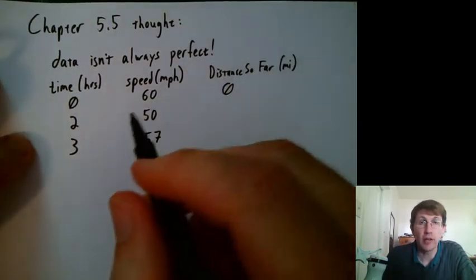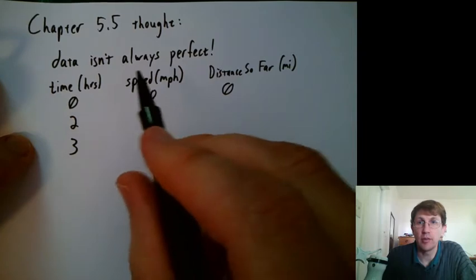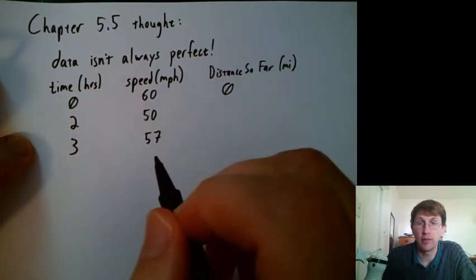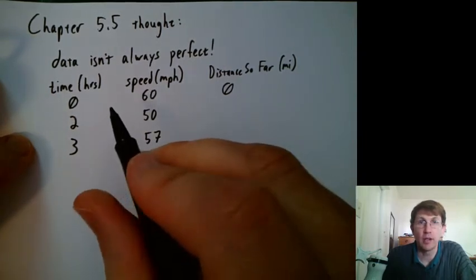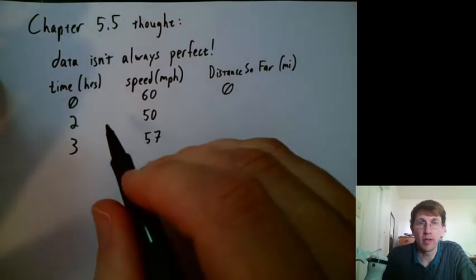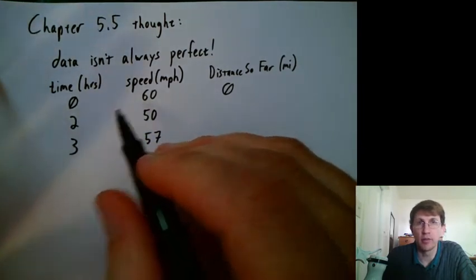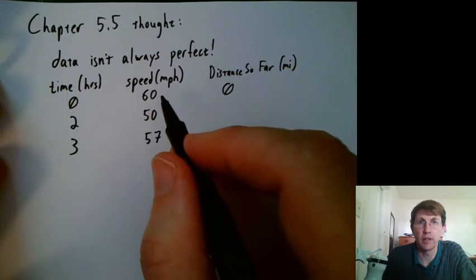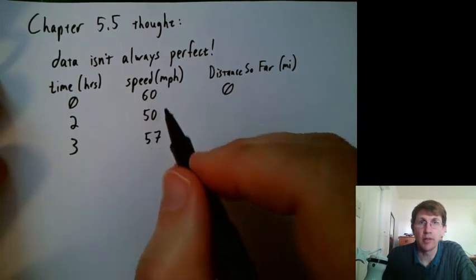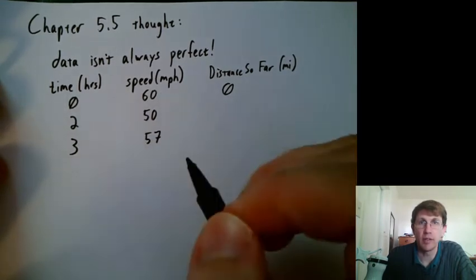So I have a shocking thought for you: data isn't always perfect. Let's pretend it is at first and then see what happens. So let's say we were taking data on someone or a train or something speeding along, and it was going 60 miles an hour and then 50 and then 57 at these time points.